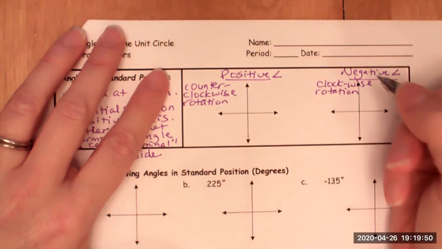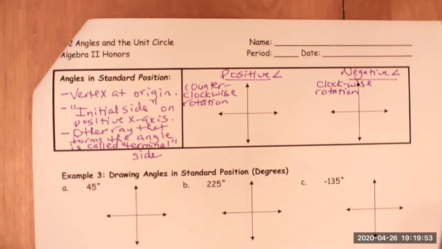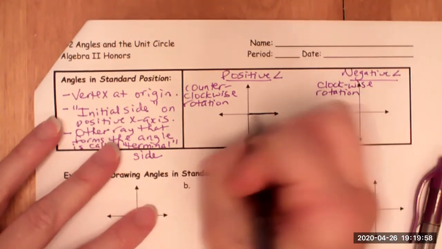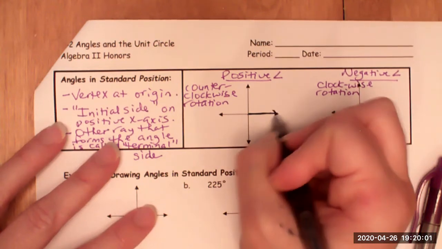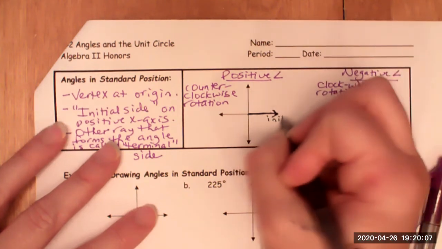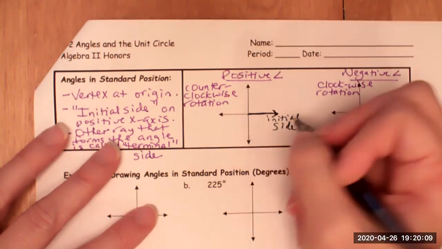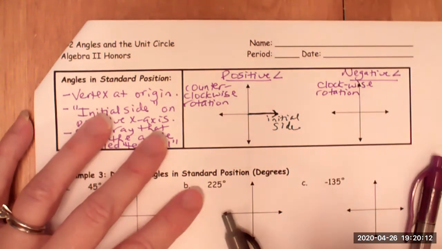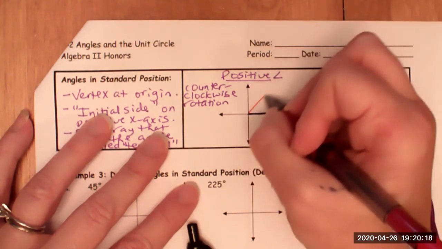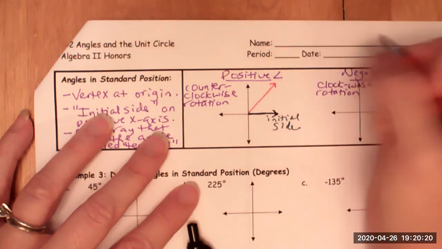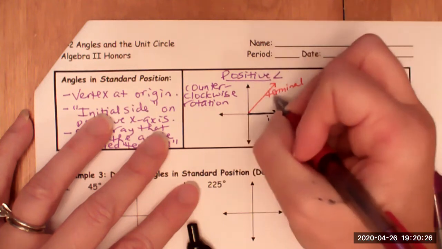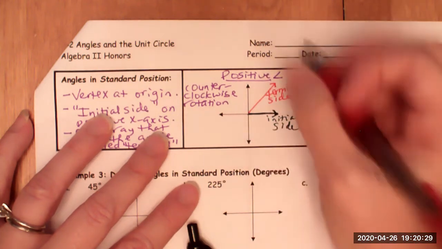So, for example, let's say we have one ray of an angle here. This is going to be the initial side of the angle because it's on the positive x-axis. For the moment, we'll just look at the angle as if it's in the first quadrant. Here's the other side of the angle, and we call this the terminal side. Terminal meaning where it ends, where it terminates.